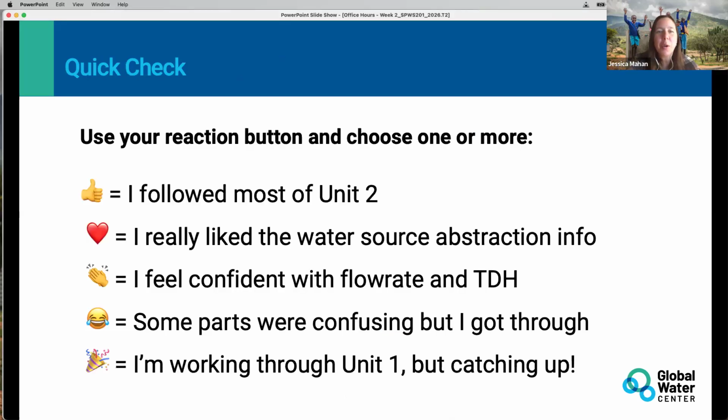Okay, so I just want to do a quick check on maybe where people are, how they're feeling about the course so far. So if you can use your reaction buttons to send up either one or more, if more apply to you, either where you are in the course or how you're feeling about the Unit 2 material.